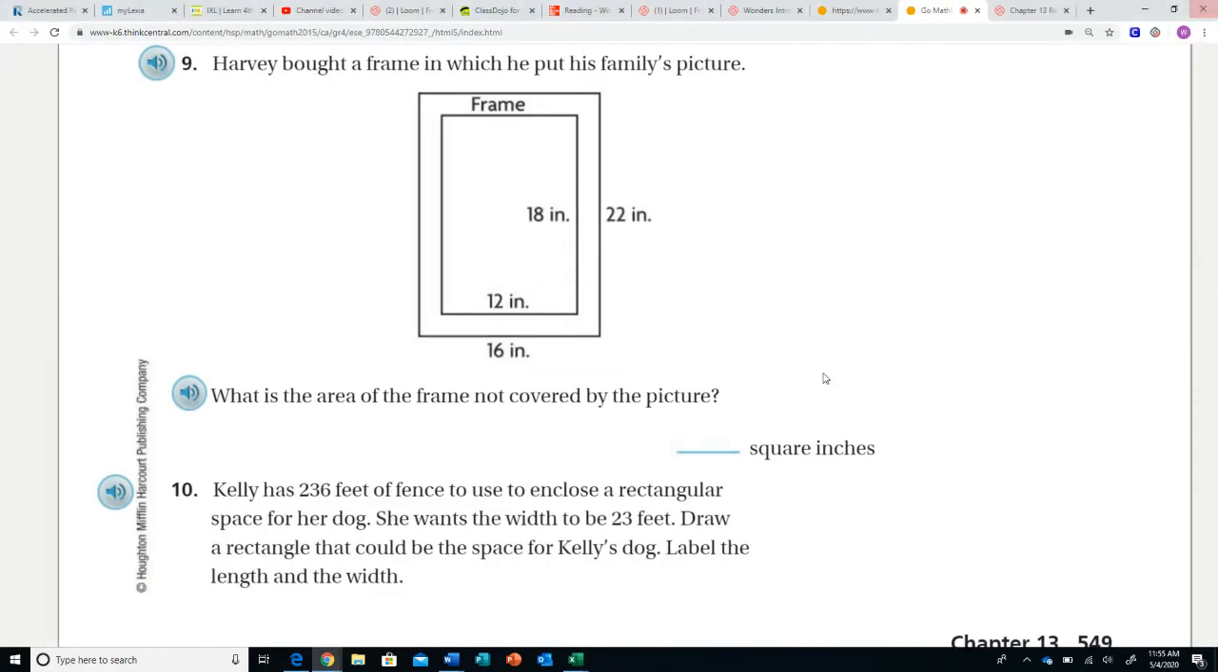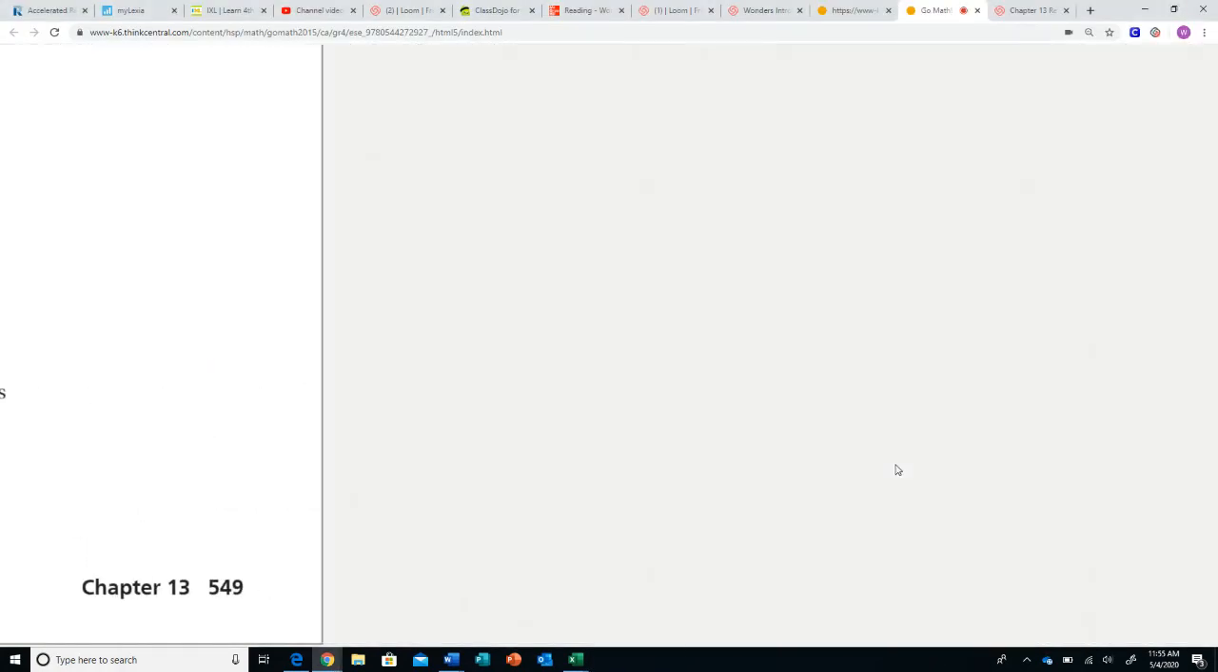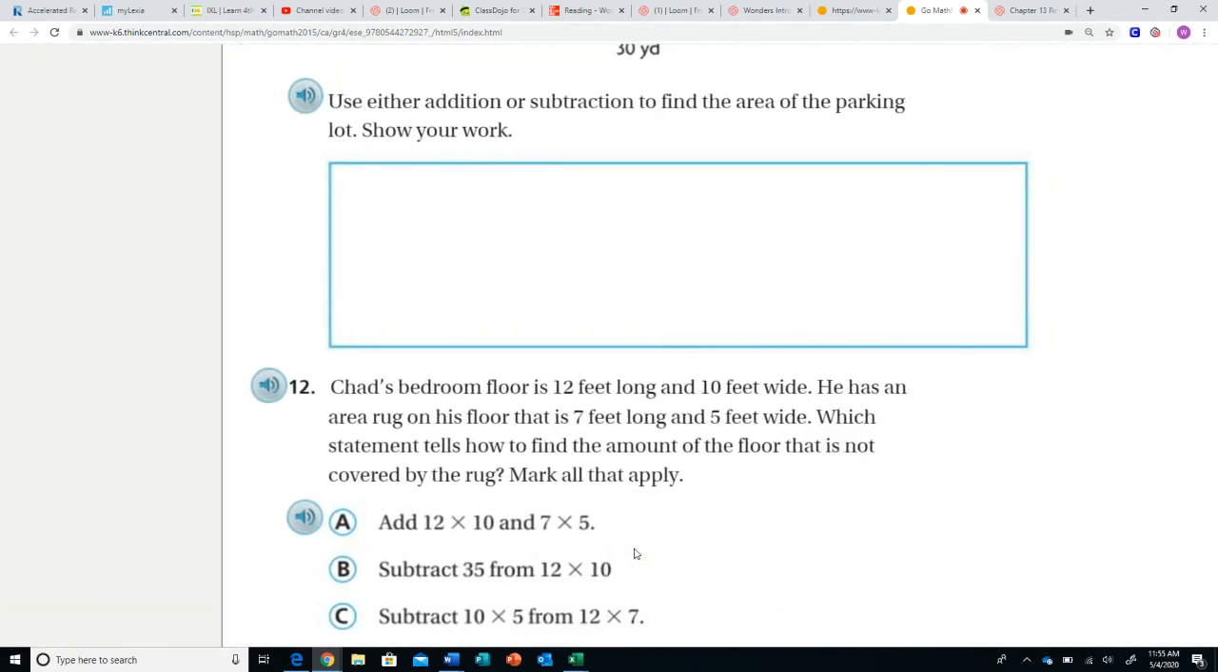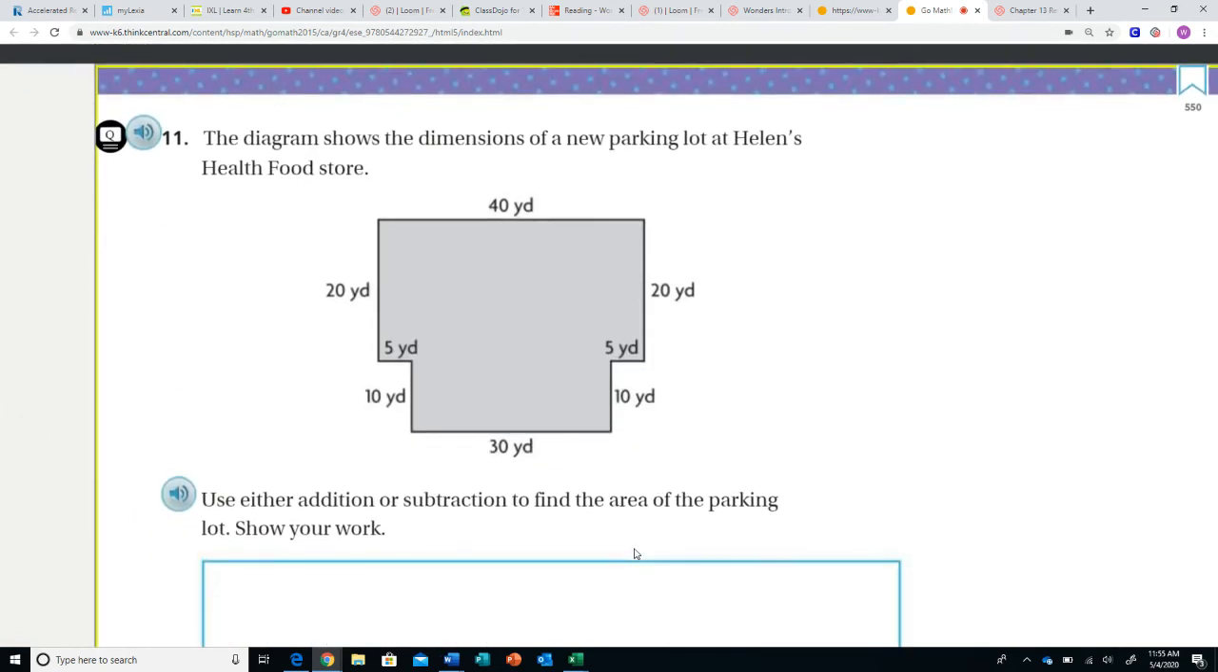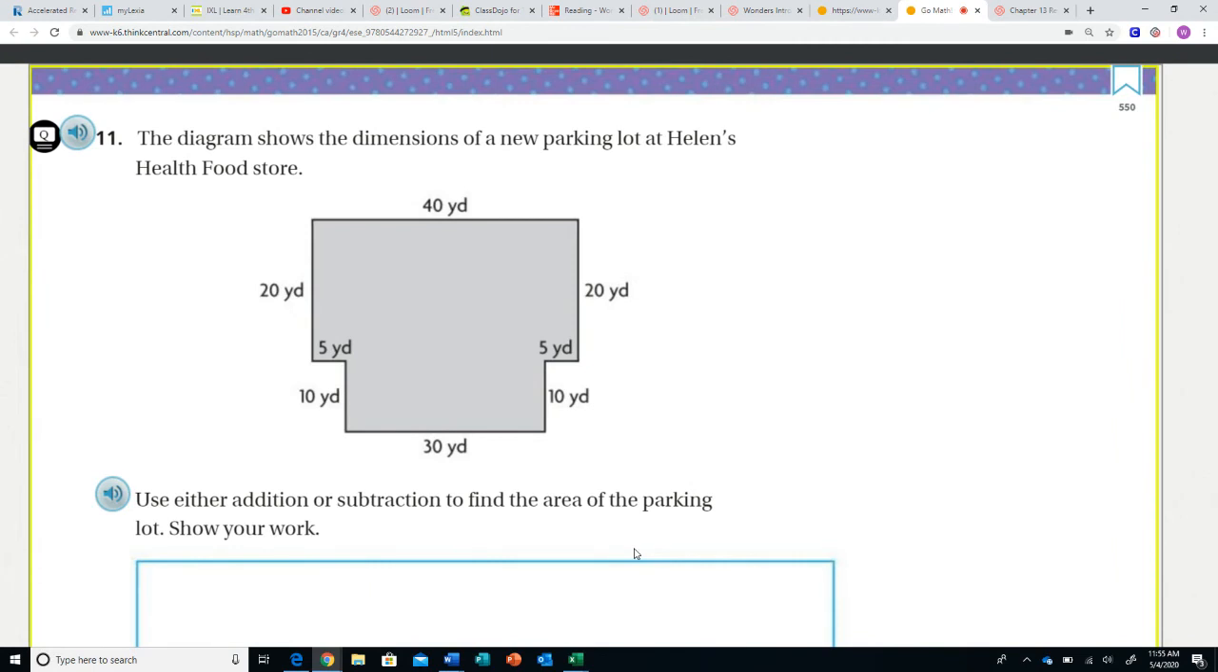All right, closing that out. And I believe that's at the bottom of that page. And let's take a look at the next page. Whoa, get back here. Question number 11. The diagram shows the dimensions of a new parking lot at Helen's Health Food Store. Use either addition or subtraction to find the area of the parking lot. Show your work.